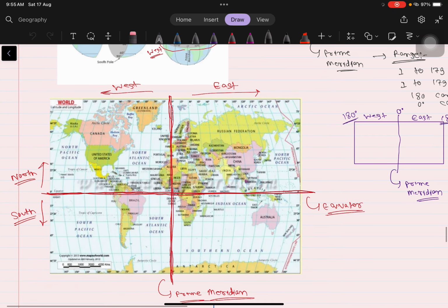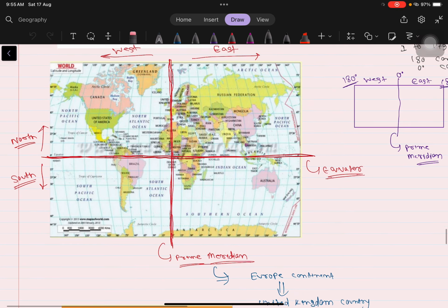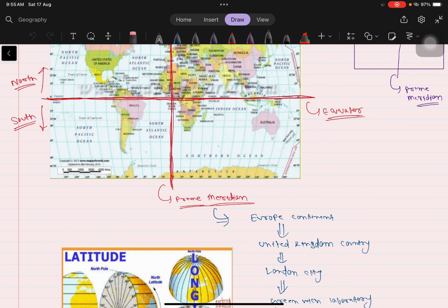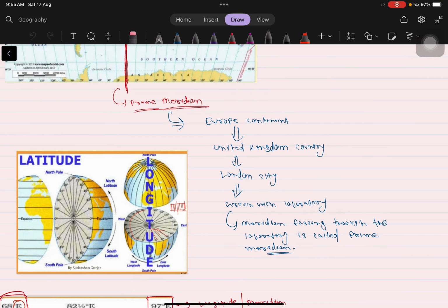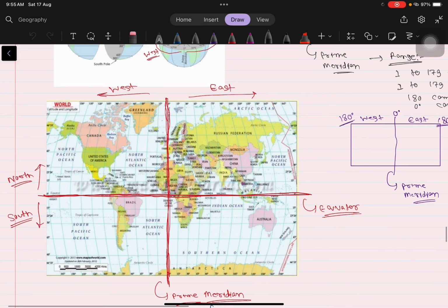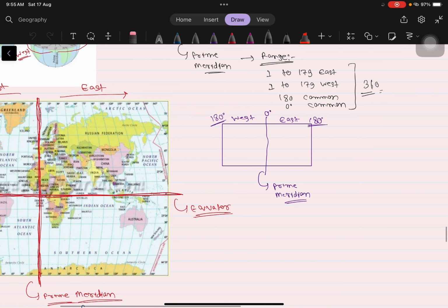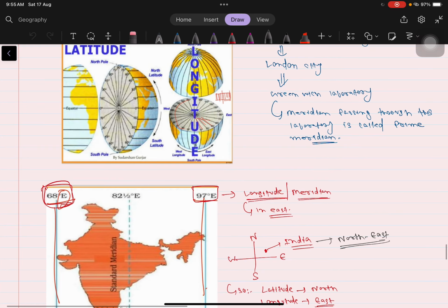So from the world map we can see that the east direction is called eastern, and this is the prime meridian. And how the prime meridian is decided is based on the line that passes through the Greenwich laboratory, which is present in the United Kingdom, London city, in the Europe continent. The line that passes through that point is decided as the prime meridian, and all the longitudes will take reference from that point only.